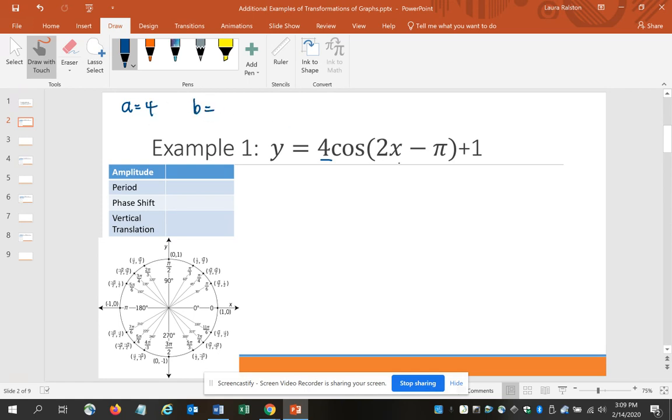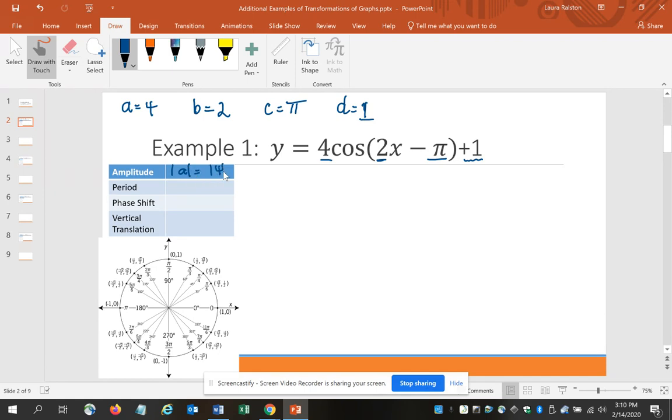B is the number that's inside the parentheses in front of the X, which is 2. C is the constant inside the parentheses, and in this case is pi. And then D is the number that most often is tagged at the end, which again in this case is a positive 1. If you recall from our previous discussions, the amplitude is the absolute value of A.